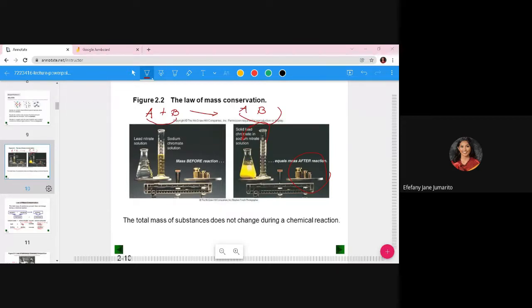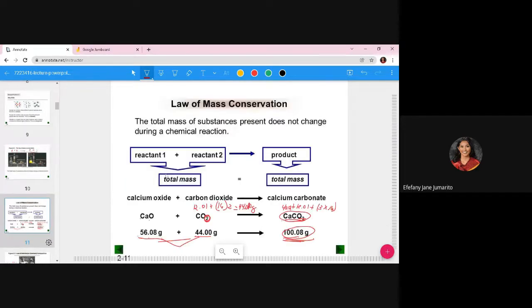Mass cannot be added to or taken away, no more, no less. The total mass of substances does not change during a chemical reaction. So that is the law of mass conservation, and that applies to most chemical reactions, although there are some exemptions. However, this law of mass conservation always applies.